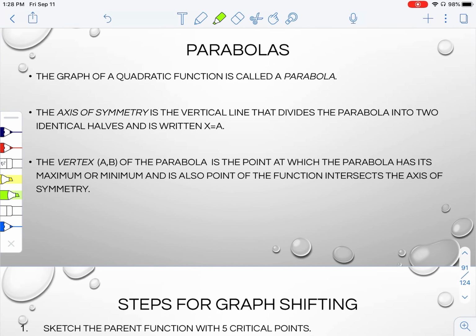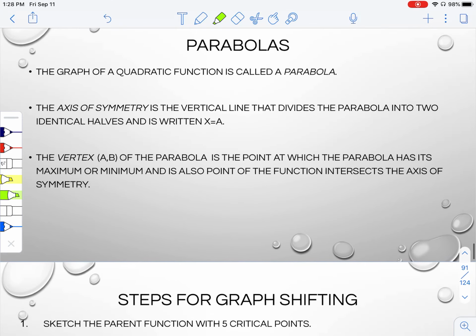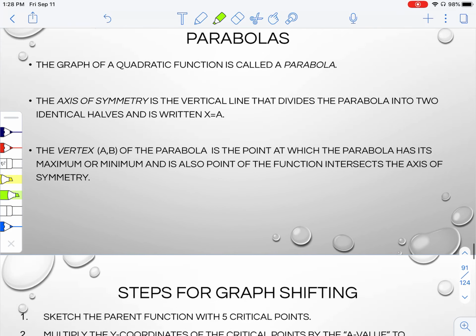More review stuff. The graph of a quadratic function is called a parabola. The axis of symmetry is the vertical line that divides the parabola into two identical halves, written as x equals wherever your axis of symmetry is. This is always going to be at the h value, the x value of your vertex. The vertex of a parabola is the point at which the parabola has its max or min, and is also the point that intersects the axis of symmetry. So just a couple definitional things there.